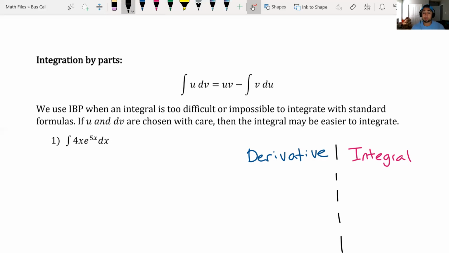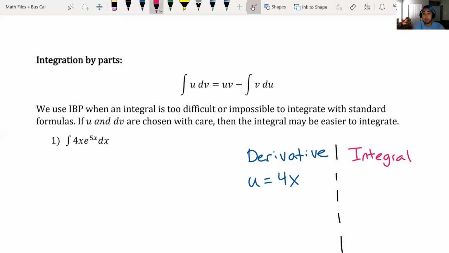The choice you should make for u should always be the easiest choice of the integral. So if you're looking at this integral, what looks easy, 4x or e to the 5x? If you said 4x, you're right. It's the easy looking part. So for this one, we let u equal 4x.